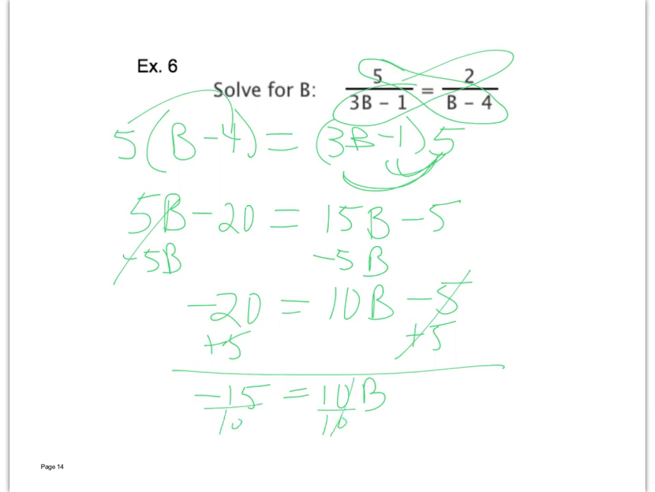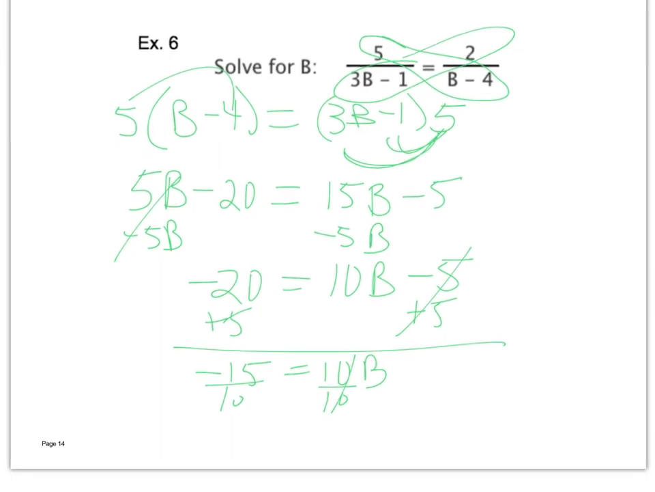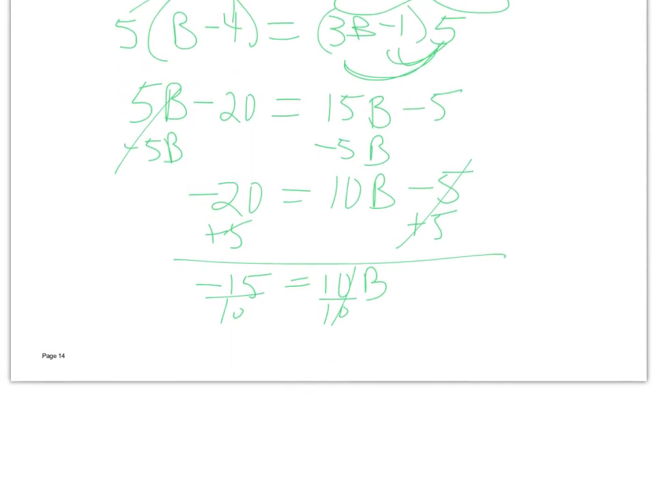I get negative 15 divided by 10. I'm going to move this. Fair warning, it's going to move on you. Okay, so negative 15 divided by 10. I see I can divide that by 5, and I get negative 3. And I divide the bottom by 5, and I get 2. So I get negative 1.5, or negative 3/2. I believe all of those are acceptable as long as they are exact answers.